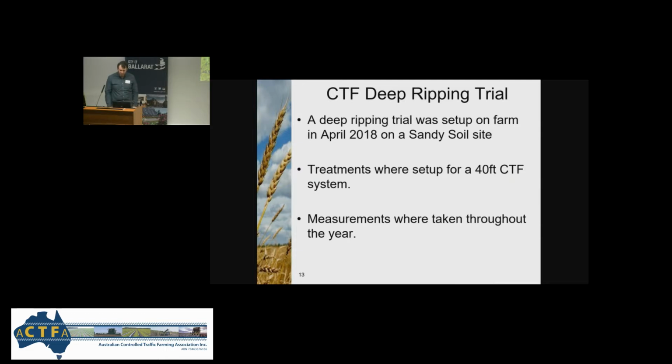We set it up in a 40-foot controlled traffic system, and lots of measurements, and I'll acknowledge all the people involved at the end, but lots of measurements were taken through, and there's a number there that I haven't even seen, but a lot of measurements were taken all the way through the growing season, and I'll just present a few of them.